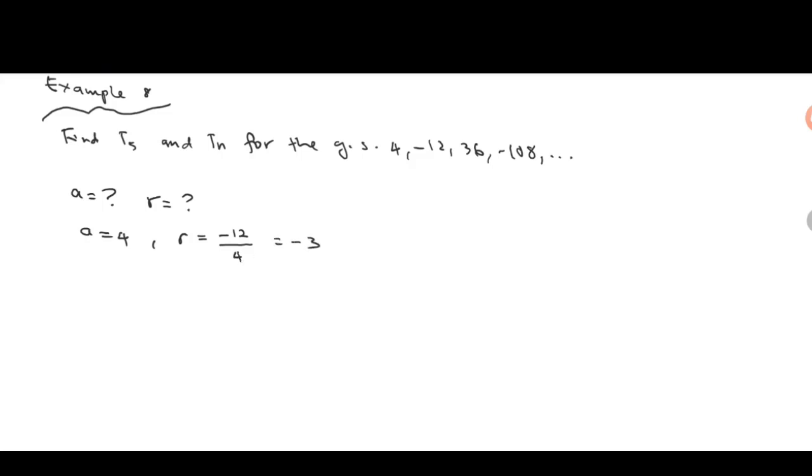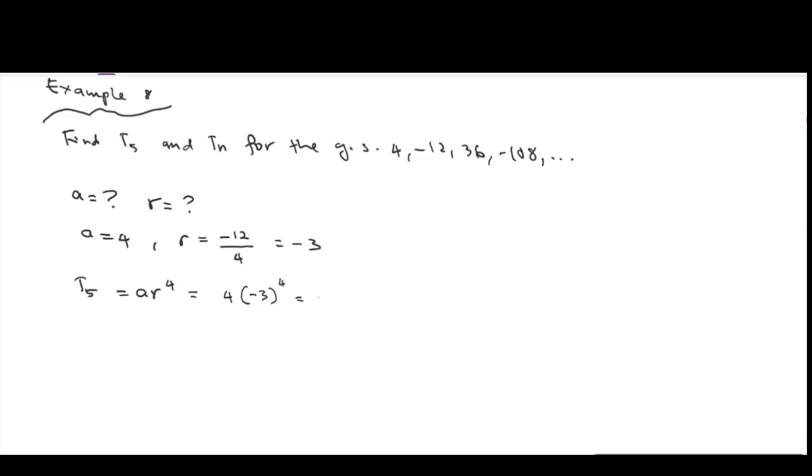So therefore, the fifth term will be ar to the power of n minus 1, that is ar to the power of 4, which is equal to 4 times negative 3 raised to the power of 4, which is 3 to 4.